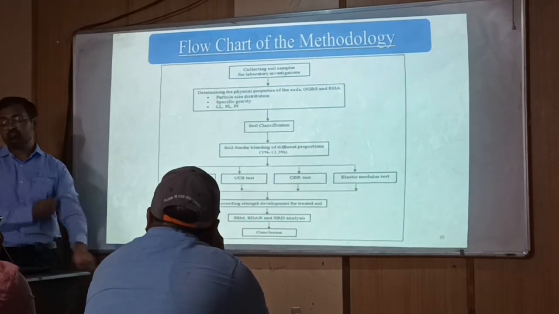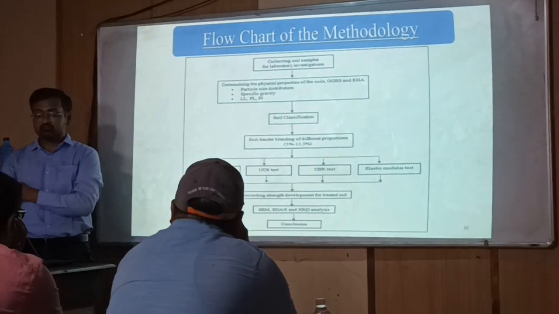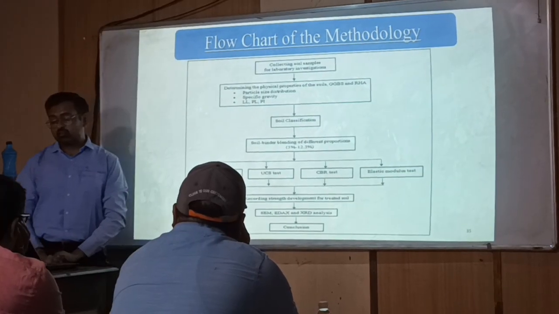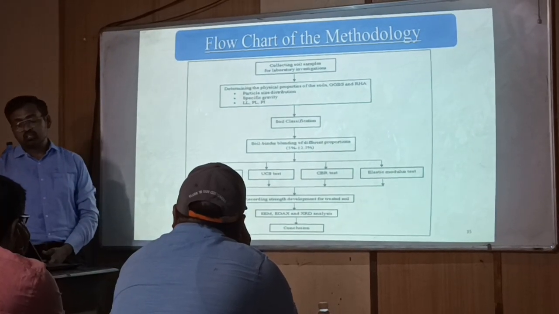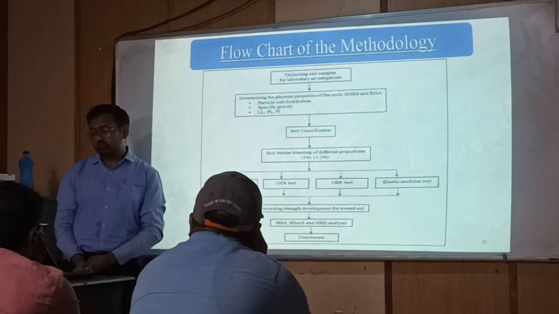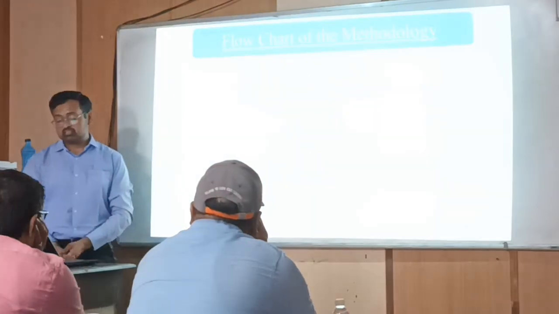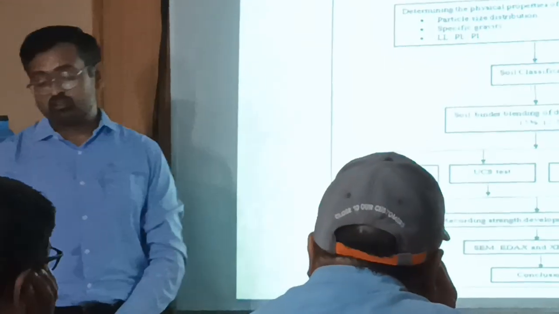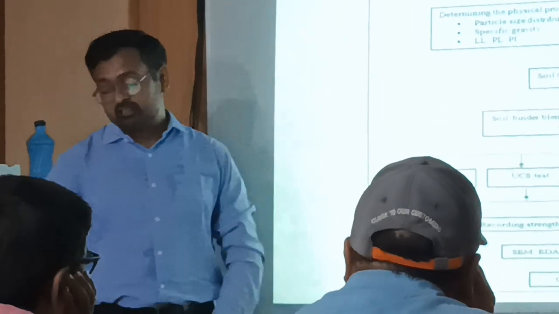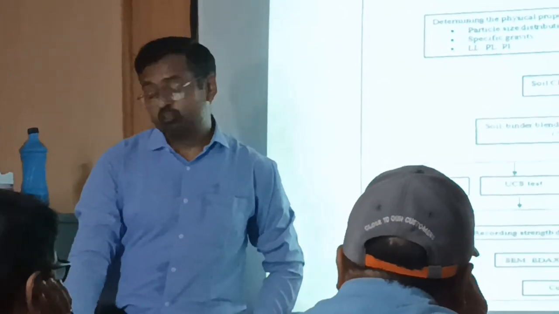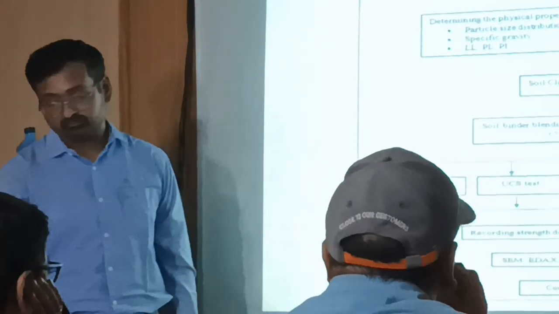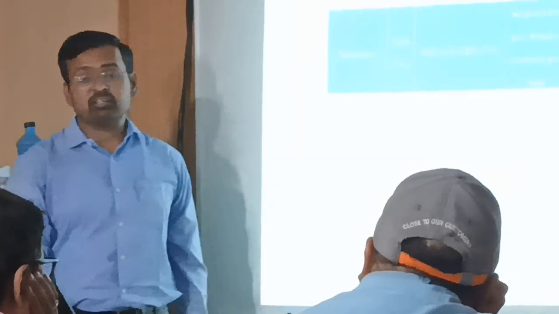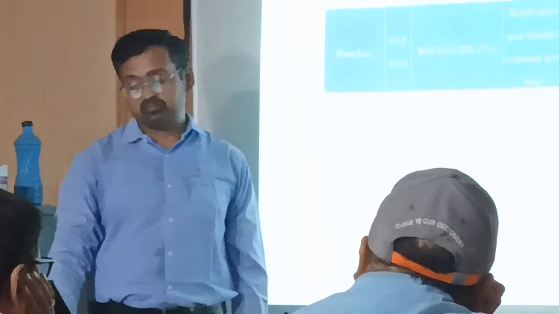This is the flow chart of the methodology. First, we collected the soil samples, determined their physical and index properties, and carried out soil classification. Then we carried out soil-binder blending ranging from 5% to 12.5%, and conducted various tests like compaction, UCS, CBR, and elastic modulus. We then recorded the strength development of the treated soil, carried out its microstructural and mineralogical analysis, and came to the conclusion. This was the experimental matrix, showing how the binders, both RHA and GGBS, were added separately.